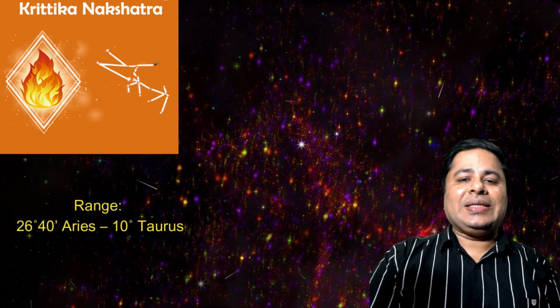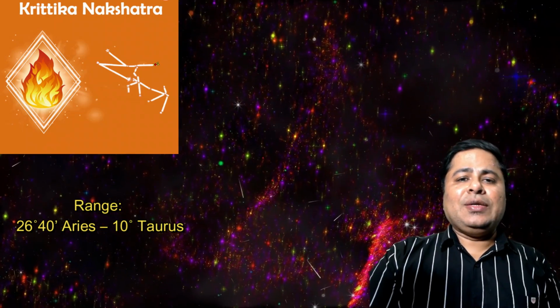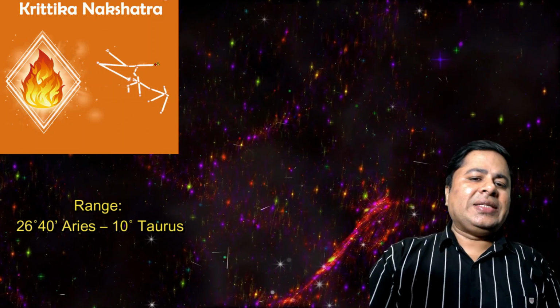Now come to the third nakshatra, Krittika. Its range is 26 degrees 40 minutes of Aries to 10 degrees of Taurus. Its ruling planet is Sun. Deity is Agni, god of fire. Guna is Rajas. Symbol is spear. Its characteristics.